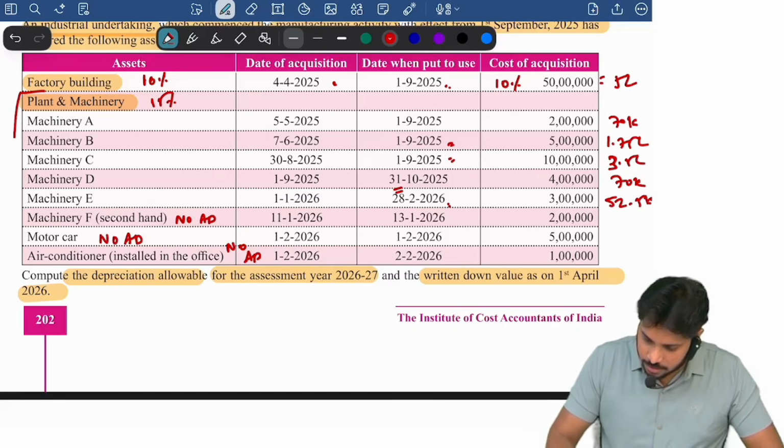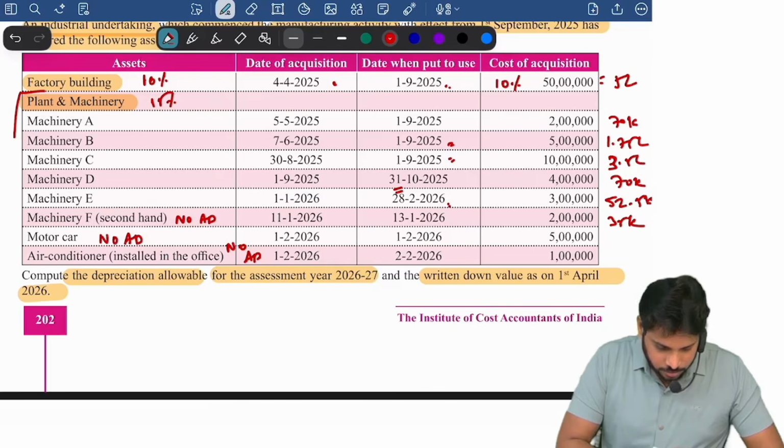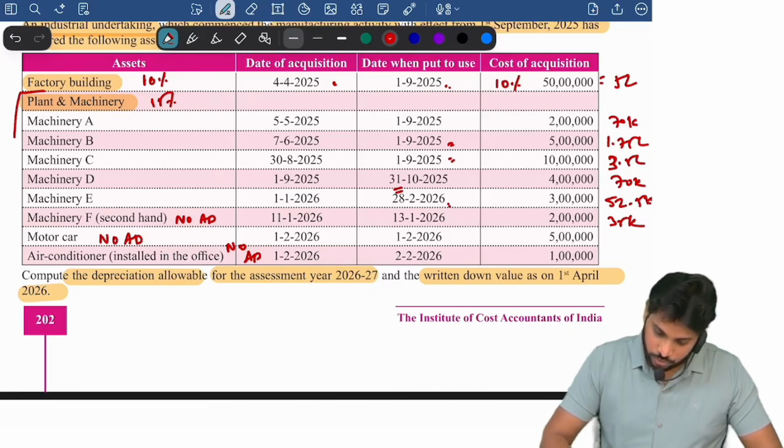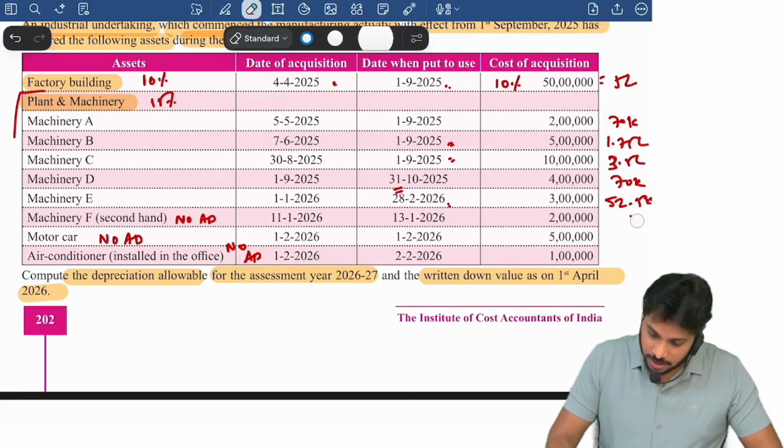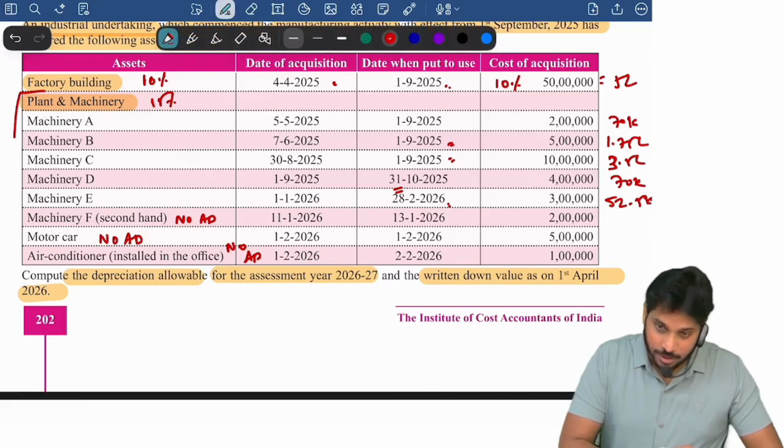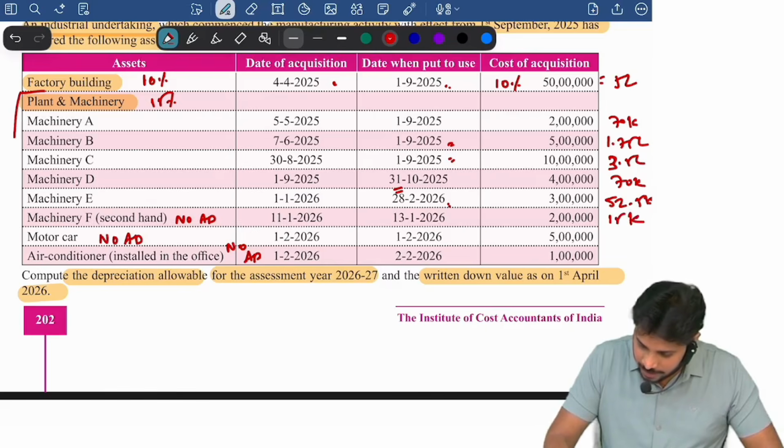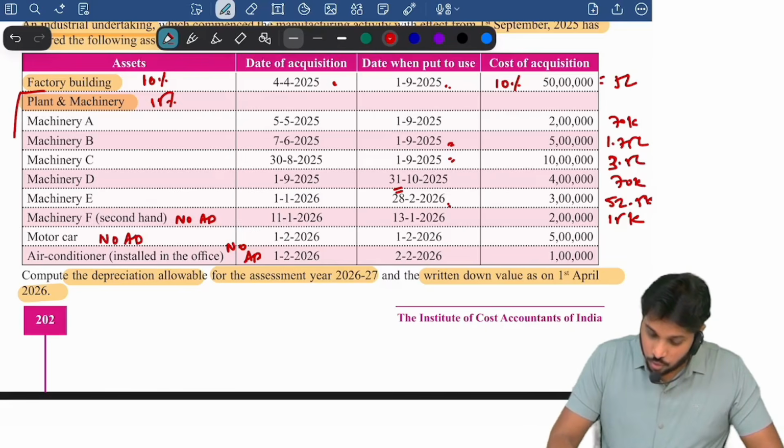52,500. Am I right? Then 2 lakhs into 17.5%, how much is it? 35k. Again 5 lakhs into 17.5%. No, wait, for second hand machinery you won't get the additional, only normal. 2 lakh into 15% into 1 by 2, 15,000. Am I right? This is only normal.